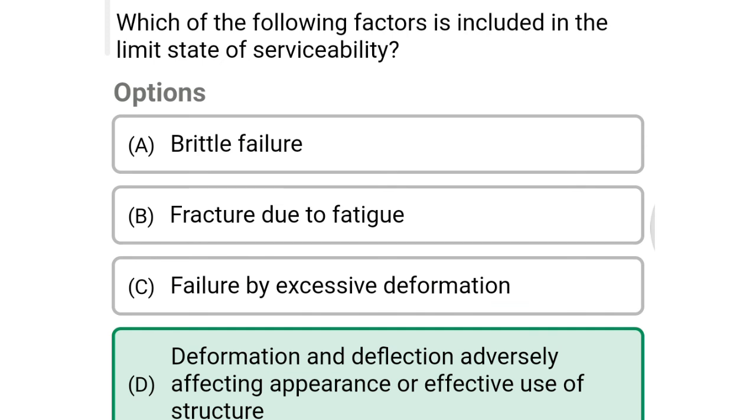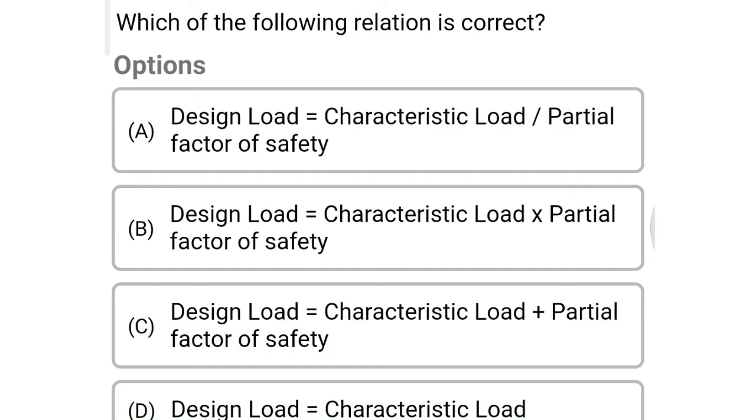So next question, which of the following relation is correct? Option A design load equal to characteristic load divided by partial safety factor. Option B design load equal to characteristic load into partial safety factor. Option C design load equal to characteristic load plus partial safety factor. Option D design load equal to characteristic load. So the correct answer is option B, design load equal to characteristic load into partial factor of safety.